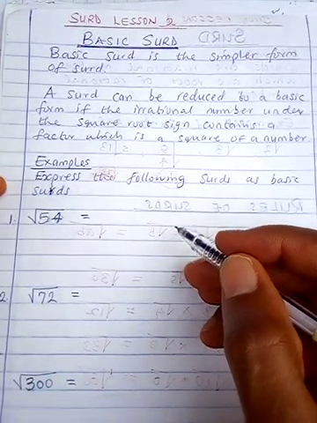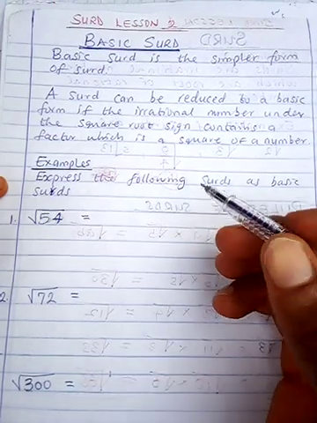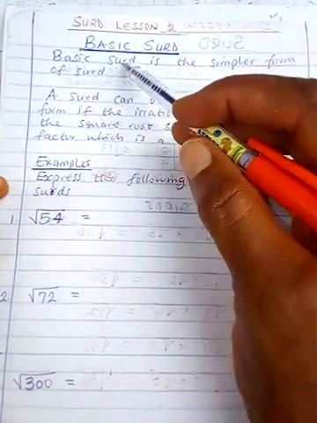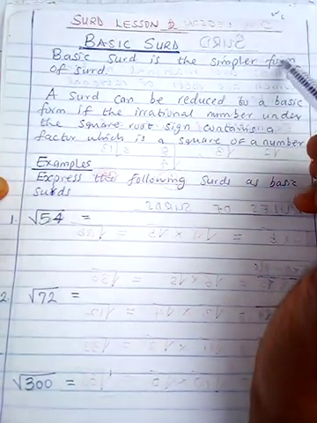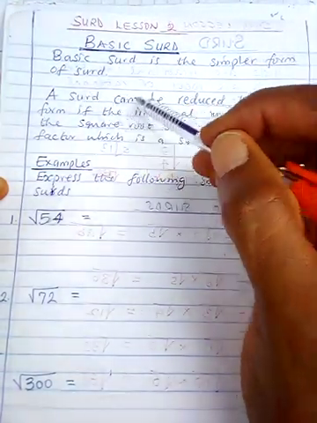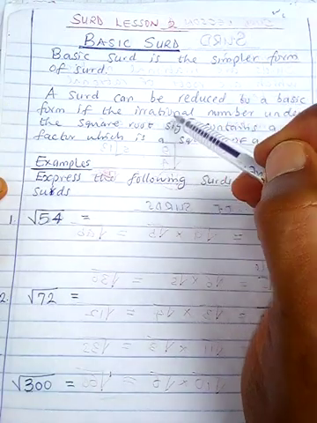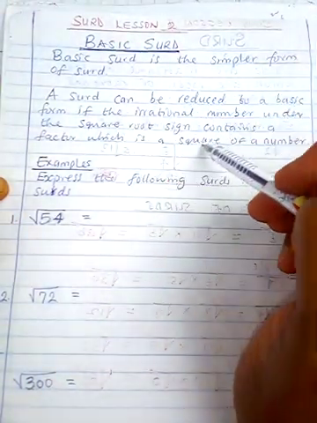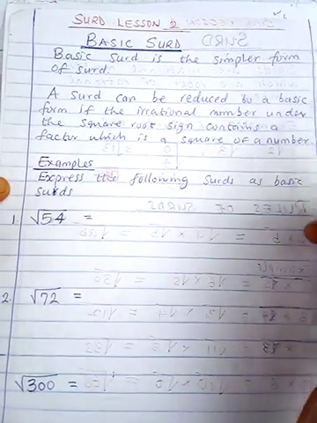This is the second video on surds, and in this video I'm going to be talking about the basic surd. What is a basic surd? The basic surd is the simpler or the simplest form of a surd. A surd can be reduced to a basic form if the irrational number under the square root sign contains a factor which is a square of a number, that is, a perfect square.